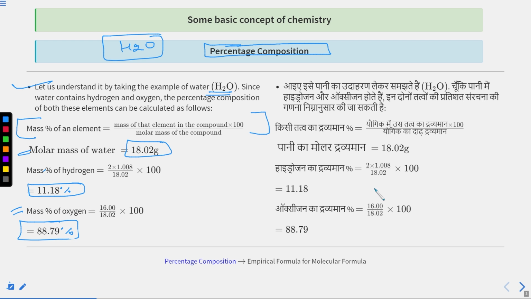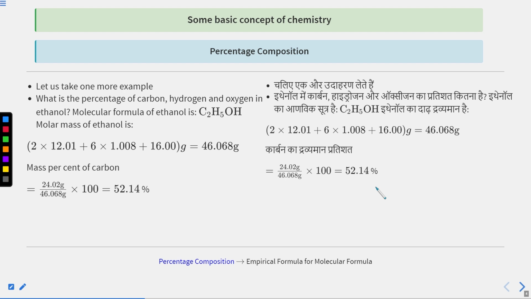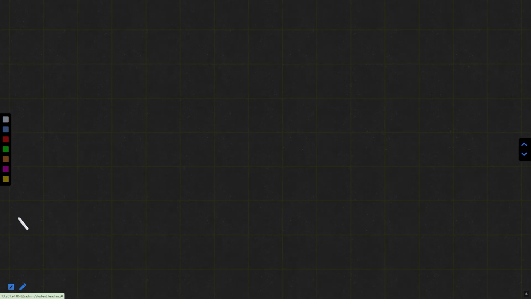I hope you got the percentage composition concept. Okay, so let's move to the next. Let us take one more example. What is the percentage of carbon, hydrogen and oxygen in ethanol? Ethanol is C2H5OH. The question asks us to calculate the percentage of carbon, hydrogen and oxygen in ethanol, whose molecular formula is C2H5OH. First of all, calculate the molar mass of ethanol.